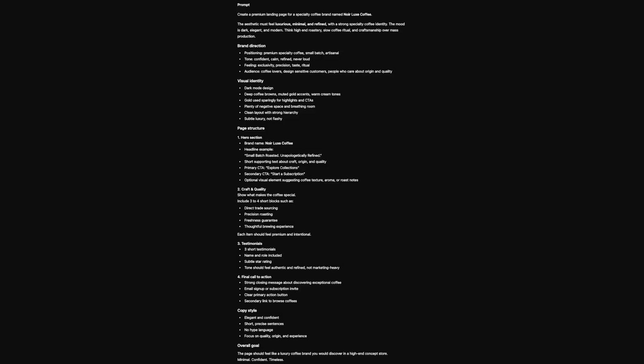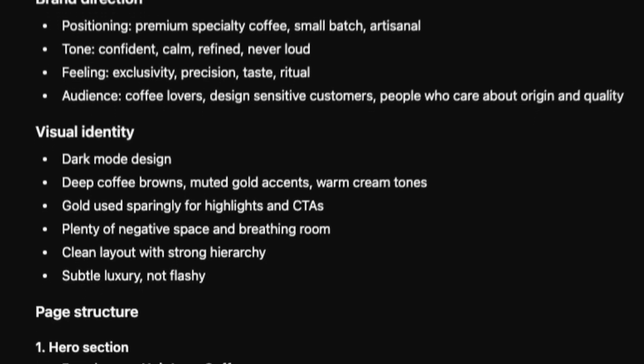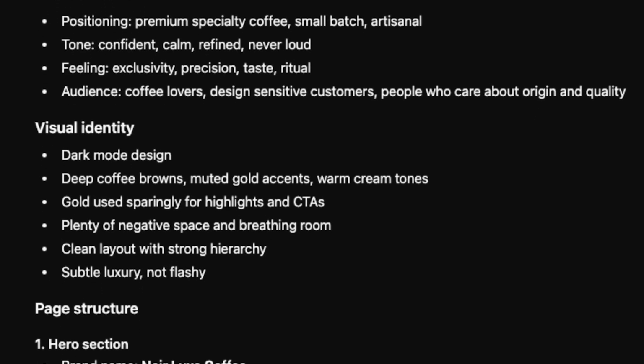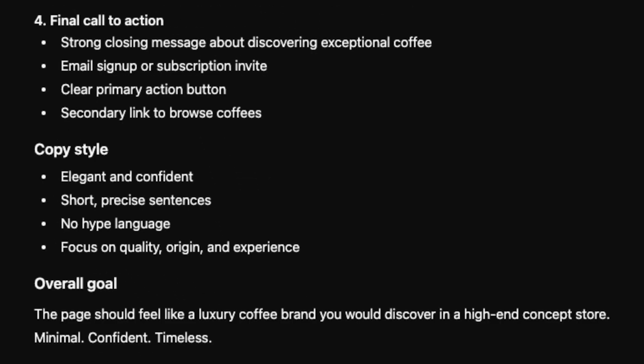Once the rules are set, we build the foundation. Now I give Antigravity a structured prompt. I describe 4 things. 1. What the business is, a specialty coffee brand. 2. The aesthetic: premium, minimal, dark first, strong photography. 3. The structure, the sections I want. 4. The UX details: responsive layout, accessible animations, clean typography.